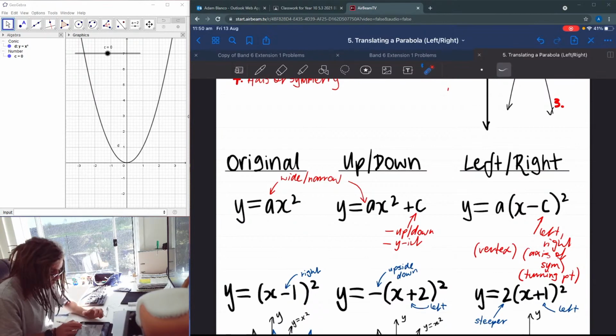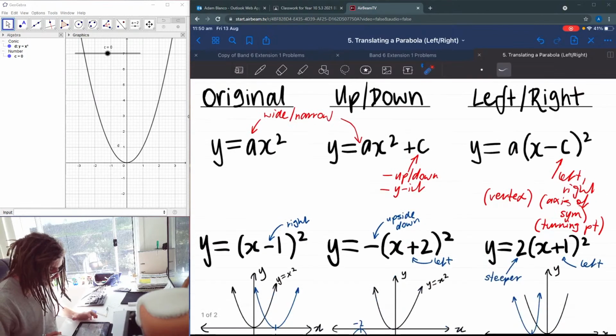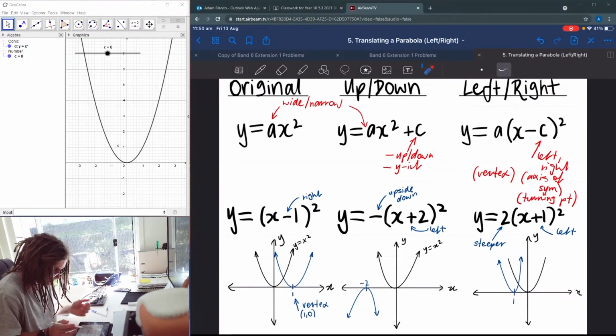I don't know what else to say about that. Moving it up and down makes sense. Moving it left and right doesn't really. But you won't have to do both. But you can do both. It's not really that hard.